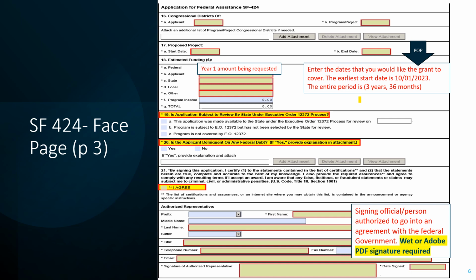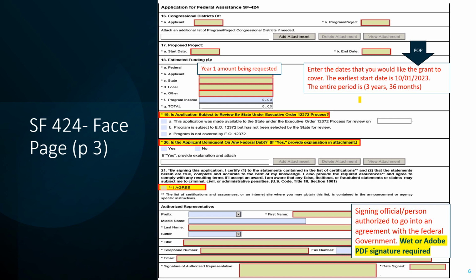that you're requesting, or 18A. We're looking just for year one request. That's the amount that you would put in 18A. For number 19, this grant is not subject to Executive Order 12372, so please select C.